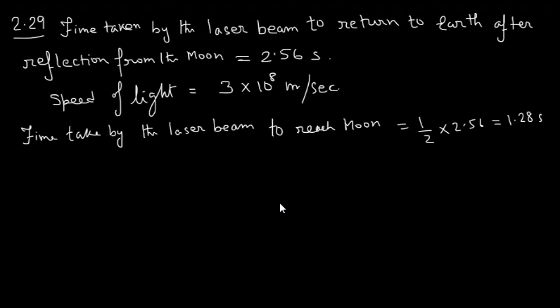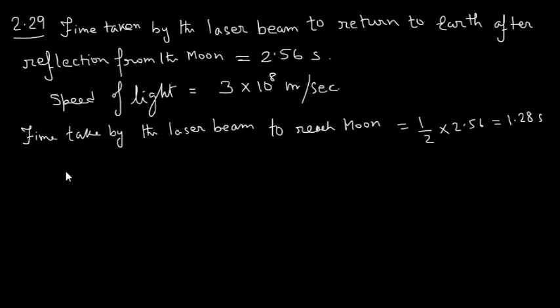Why have we done half? Because the time given is to go and to come, the distance covered by the laser from earth to moon and again back to the earth. So we have divided by 2 to get how much time it takes to travel one way.